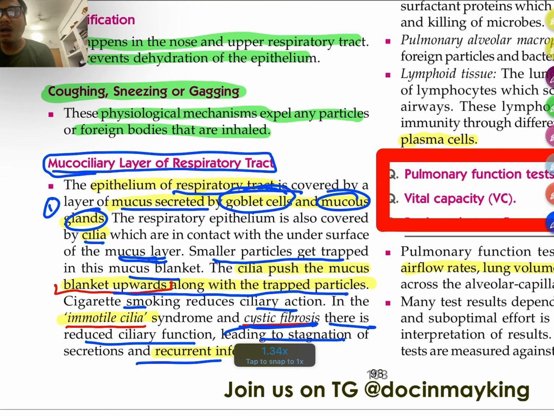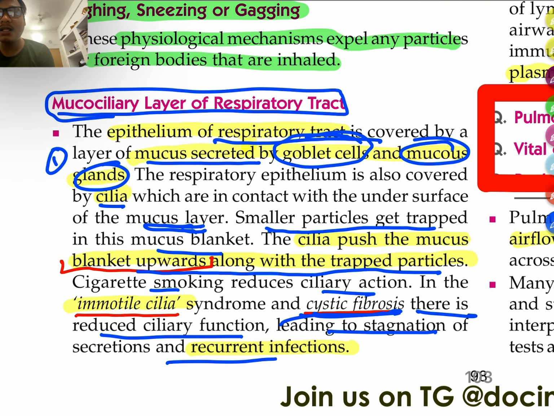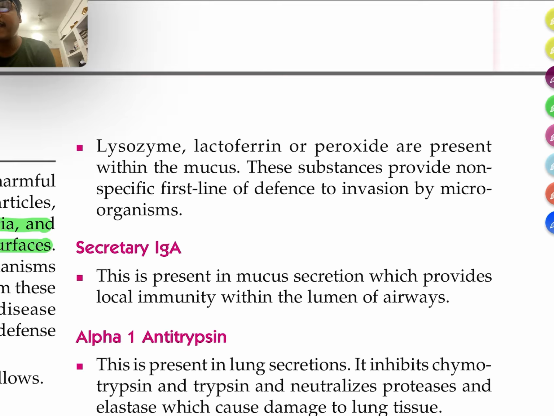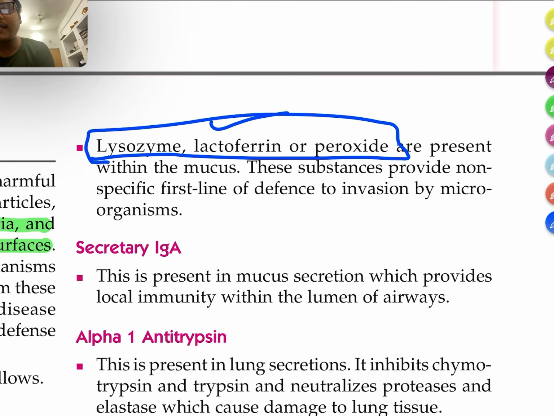So what are the three points we have to remember in this section? The function of mucociliary clearance: first is mucus secretion, second is the cilia, and third, if the cilia become immotile, it results in cystic fibrosis, and the end result will be recurrent infection. After that, lysozyme, lactoferrin, and peroxidase are also present in the mucus. As you know from their names, their functions are understood. These substances help in non-specific first line defense against invasion by microorganisms.